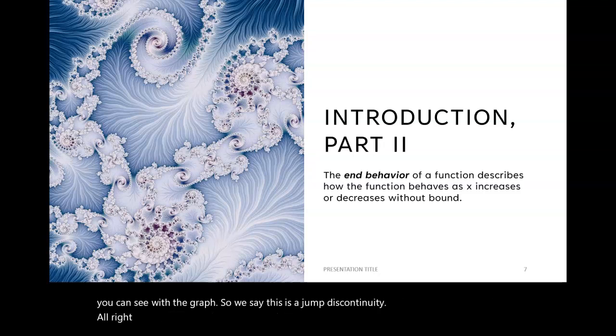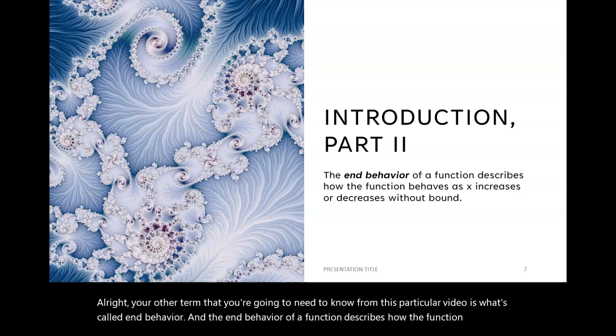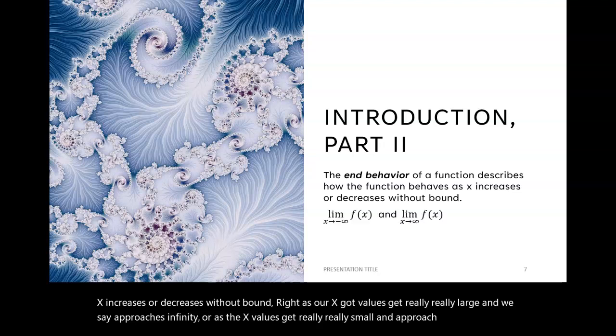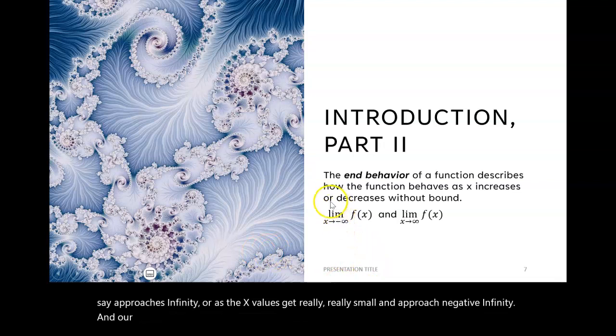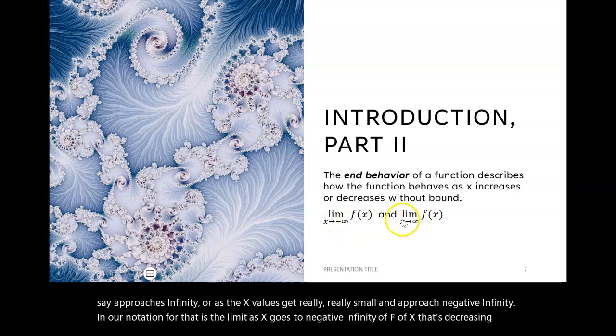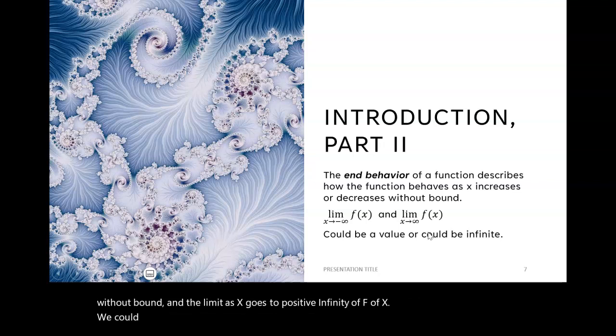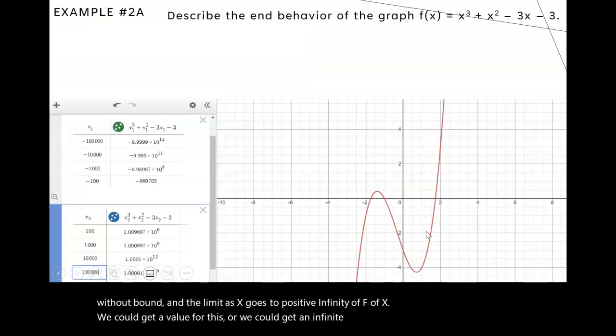All right, our other term that you're going to need to know from this particular video is what's called end behavior. The end behavior of a function describes how the function behaves as x increases or decreases without bound. As our x values get really, really large, we say x approaches infinity, or as the x values get really, really small, x approaches -infinity. Our notation for that is the limit as x goes to -infinity of f of x, that's decreasing without bound, and the limit as x goes to +infinity of f of x. We could get a value for this, or we could get an infinite value for this.